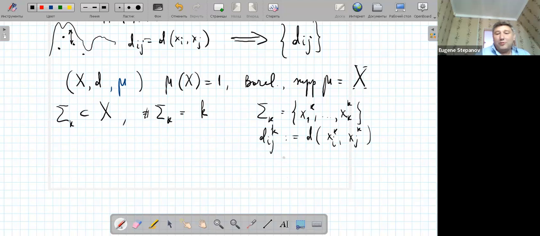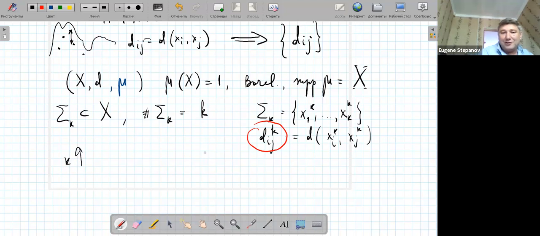So the question is how should you choose them. And then, of course, you increase k, taking it arbitrarily large. The question is, can you choose those sigma k so that I am able, using only the information in this distance matrix, to decipher your message, that is, to get the information about the metric space with the measure?